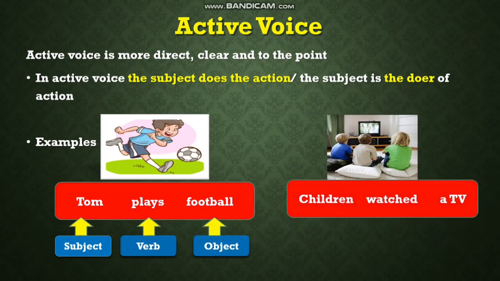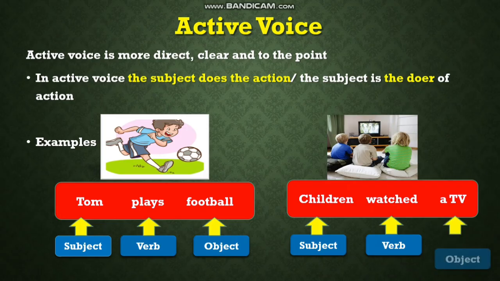Children watched a TV. In this sentence, children is the subject, watched is the verb, which is the verb to watch in the past simple, and a TV is the object. Here the subject, the children, are doing the activity of watching a TV. That means the subject is doing the activity in this sentence.